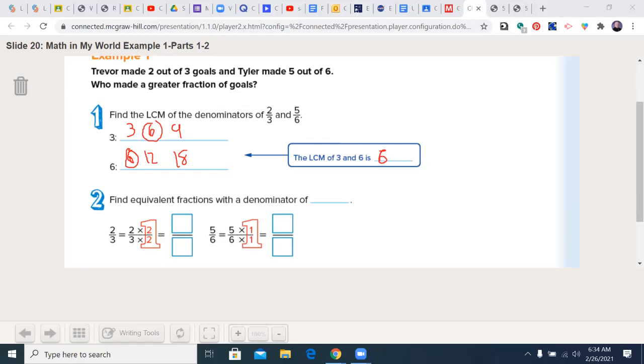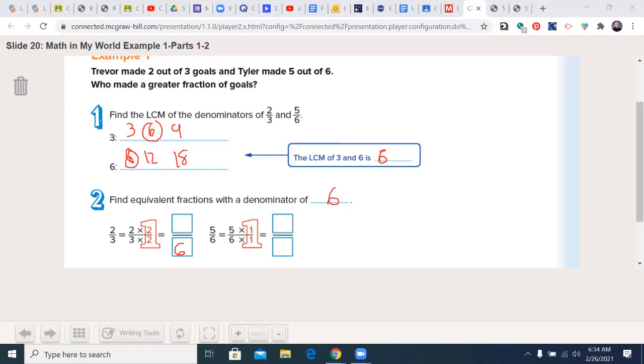So now I need to find equivalent fractions with a denominator of 6. Let's go ahead and write that in. I'll give you a few seconds before we move to the next step here. Okay, so we need to turn these both into 6s. And 3 goes into 6 how many times? Twice. So if I multiply the bottom by 2 to get 6, I need to multiply the top by 2.